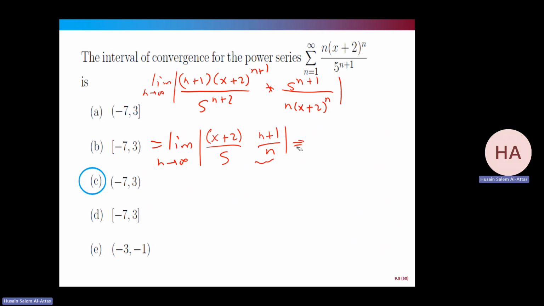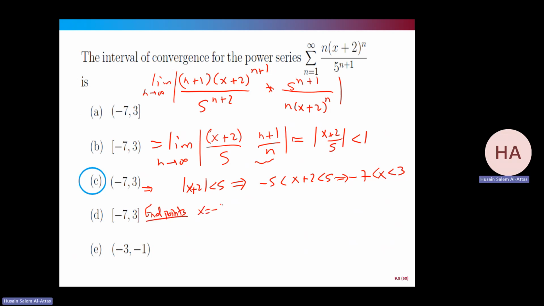So I have this absolute value of (x plus 2) over 5 less than 1. So I have absolute value of x plus 2 less than 5. So x plus 2 is between minus 5 and 5. So that means x is between minus 7 and 3. Okay, I need to check the endpoints.